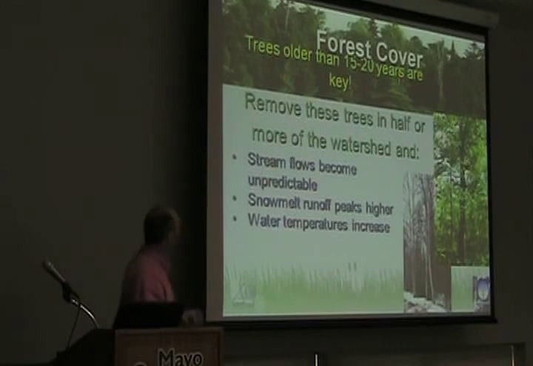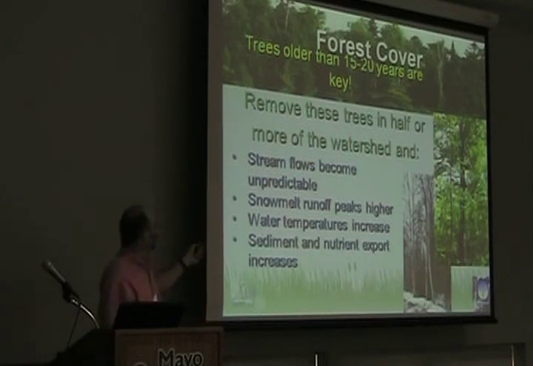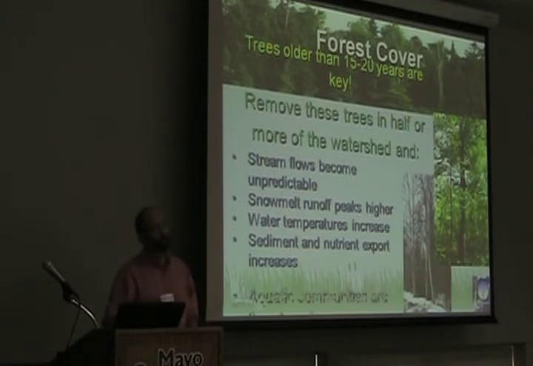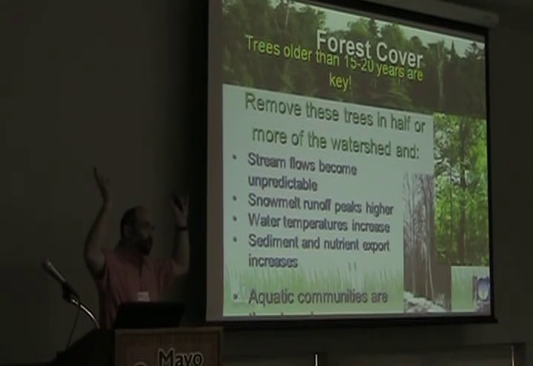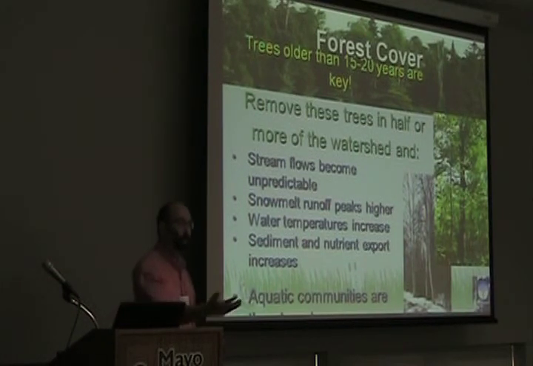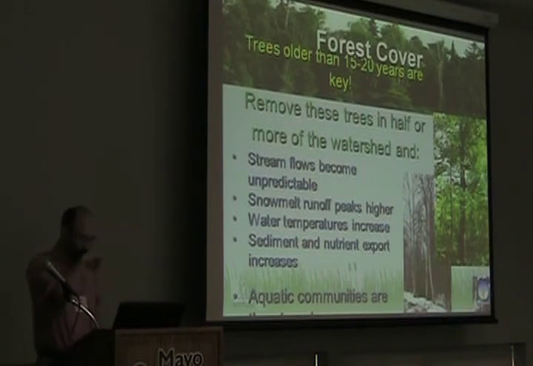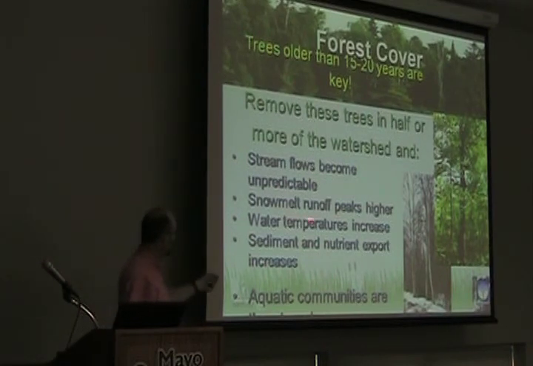When you remove those old trees, research has found that streams become unpredictable. Rainfalls come and the streams are more flashy. You get bigger runoff events. Water that used to get caught, again, by those leaves, now just drops right on the land and will rush off, and more of that water will run off. Snowmelt runoff peaks are higher.